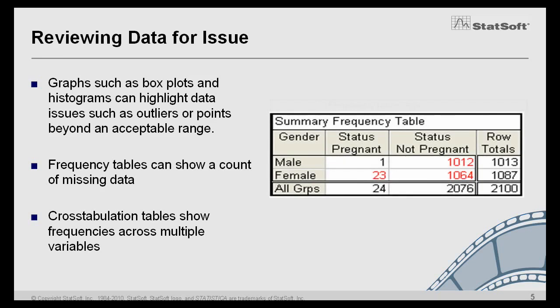A cross-tabulation is another tool that can highlight issues in the data. For instance, we see here a cross-tabulation of the variables gender and pregnancy status. One observation is male with a status of pregnant. This combination is likely a data entry error that should be further explored.